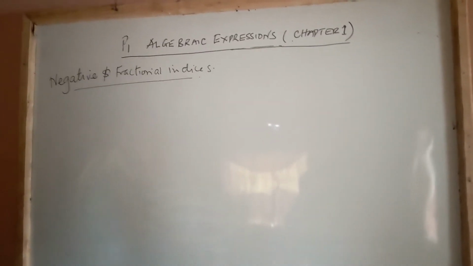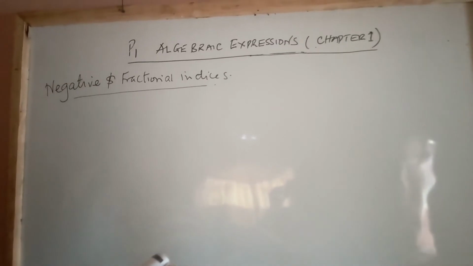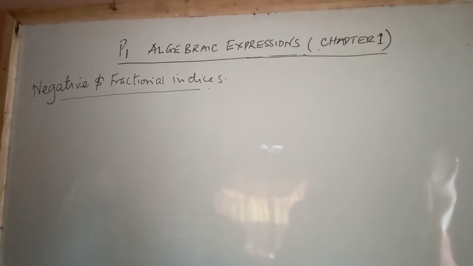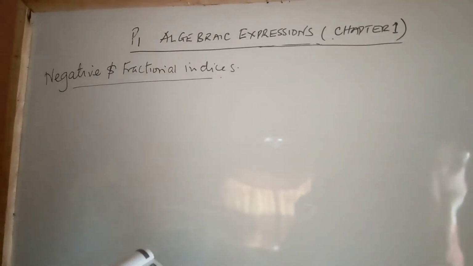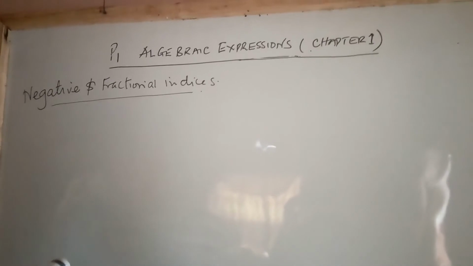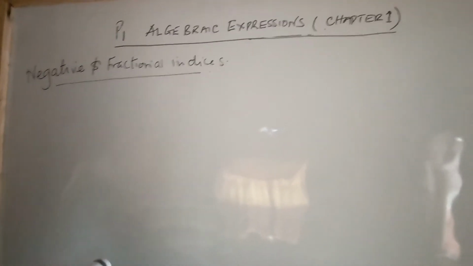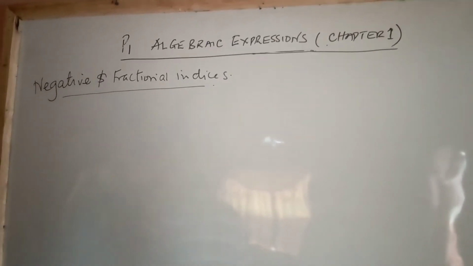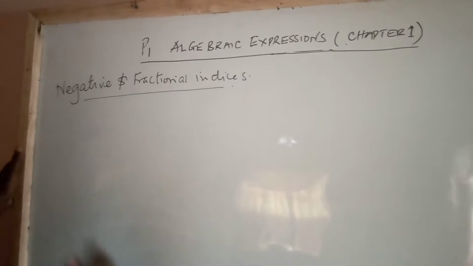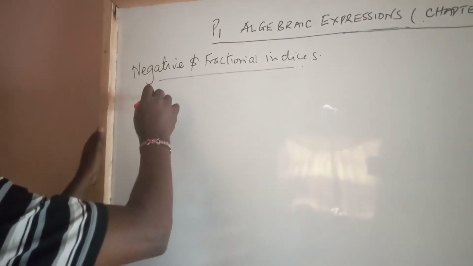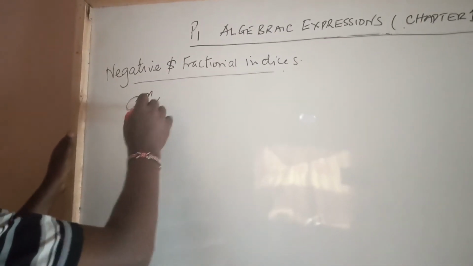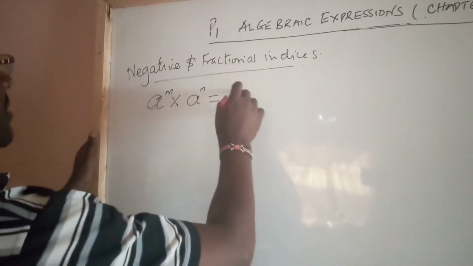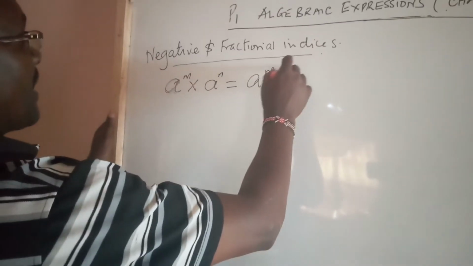Today I want us to discuss negative and fractional indices, and we are on page 9. Of course, before then, we need to remind ourselves about the laws of indices. For example, if a is raised to power m times a raised to power n, then according to what you know, this is a raised to power m plus n.